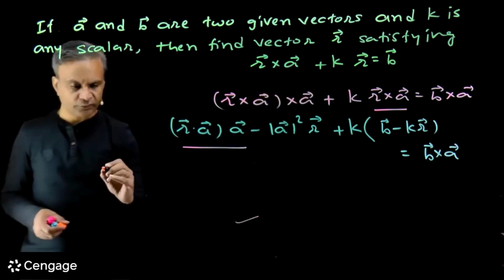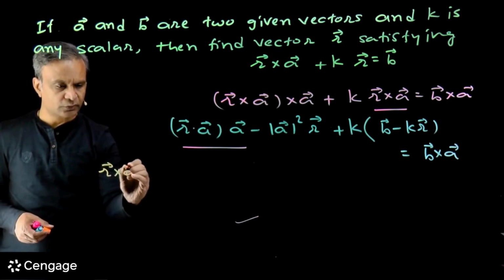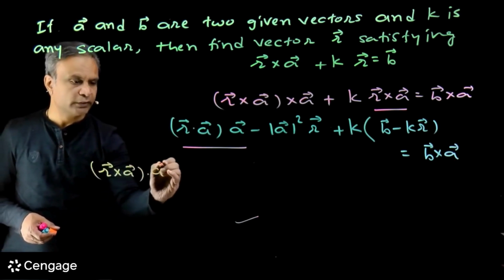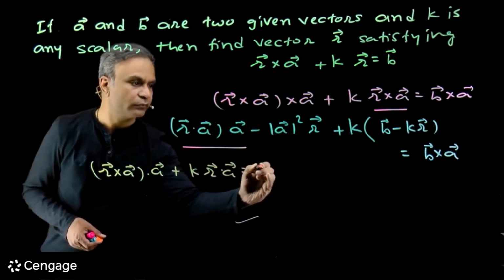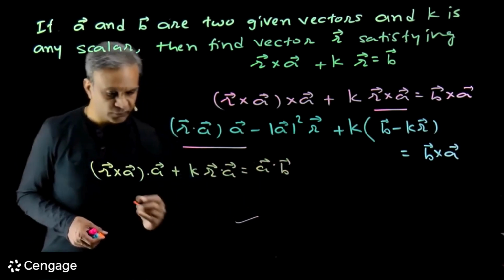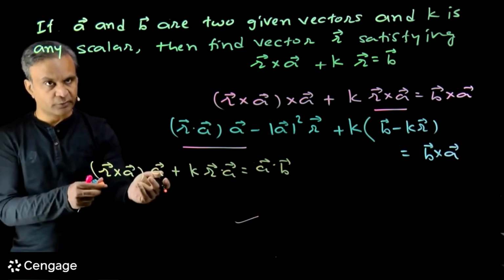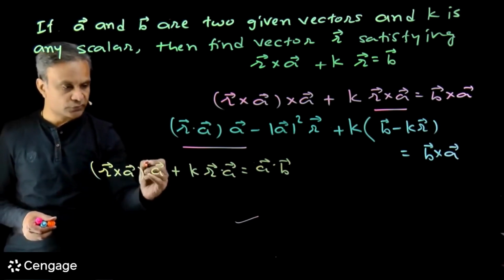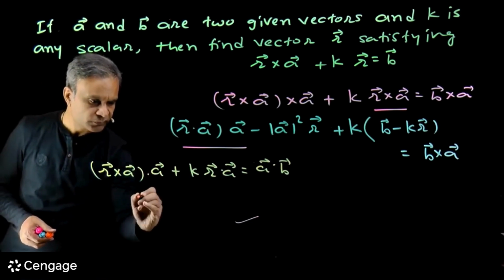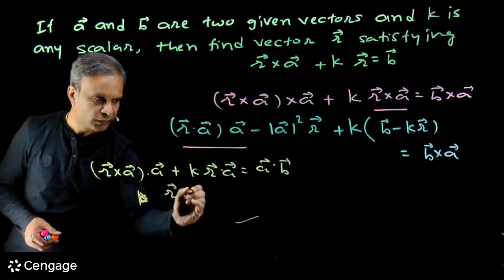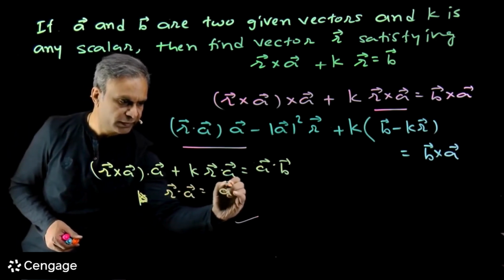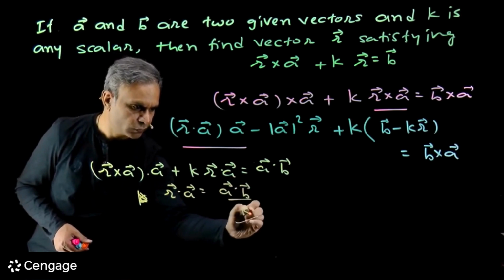Let me write here. We will have r cross a dot a plus k times r dot a is equal to a dot b. This will be 0. This is scalar triple product in which two vectors are same, so this will be 0. Okay, so from this we get the value of r dot a as a dot b over k.